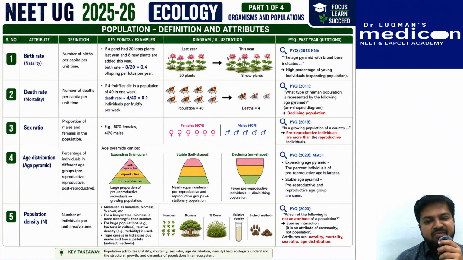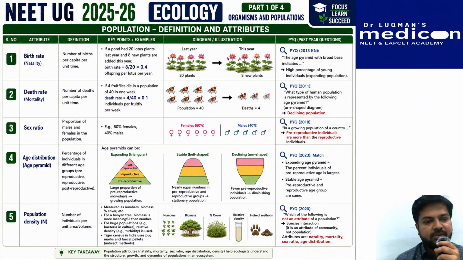In the same way, PYQ in 2020: which of the following is not an attribute of a population? Species interaction. It is an attribute of a community, not a population. Attributes are basically natality, mortality, sex ratio, age distribution, etc.